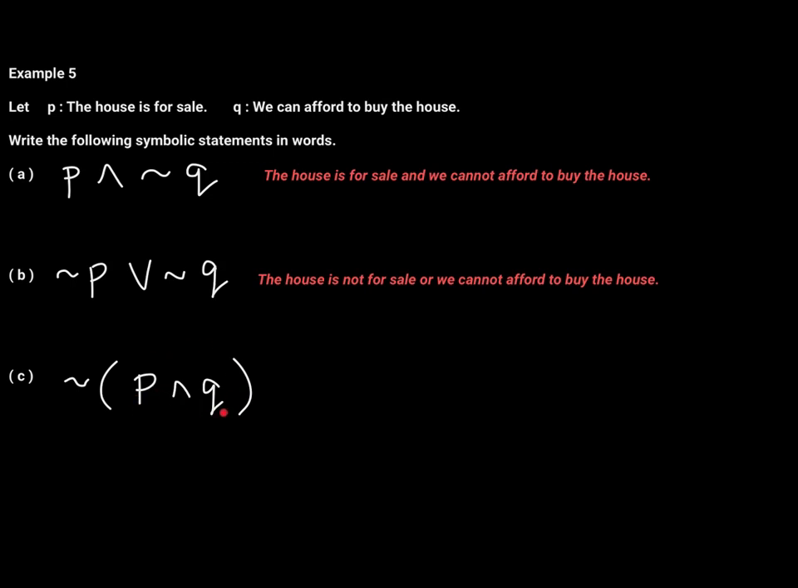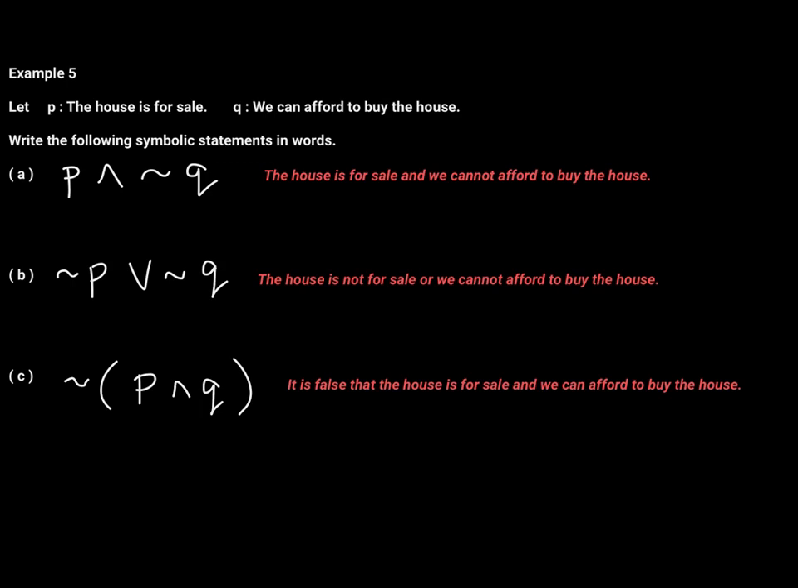So P and Q would be, let me read this first, because there's parentheses, so read this first. And then the outermost is the negation. So this entire statement here is a negation, because the negation symbol is used outermost, or last. So read this first, P and Q. That means the house is for sale and we can afford to buy the house. But it's the negation of that statement. So it can be read in the following way. It is false that the house is for sale and we can afford to buy the house.